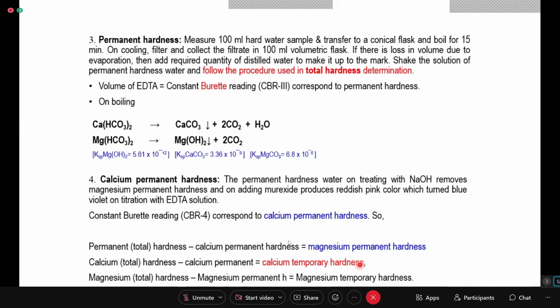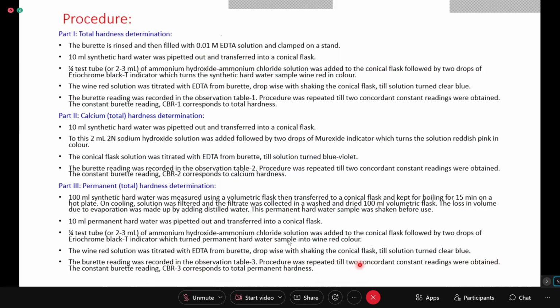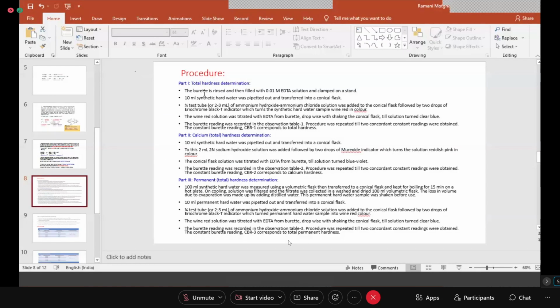Okay, now this is an important slide for you to write the procedure. Now the procedure for the first part, total hardness determination: the burette is rinsed. Okay, I have written it in past participle, so I'll change this 'is' to 'was'.